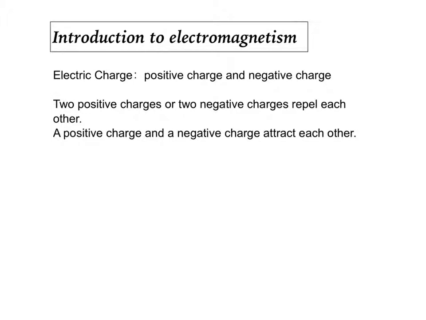So if we put two positive charges on the table like this, they will repel each other. So this one on the left is going to move to the left, and this one on the right is going to move to the right. And if we put two negative charges on the table, the one on the left is going to move to the left, and the one on the right is going to move to the right.